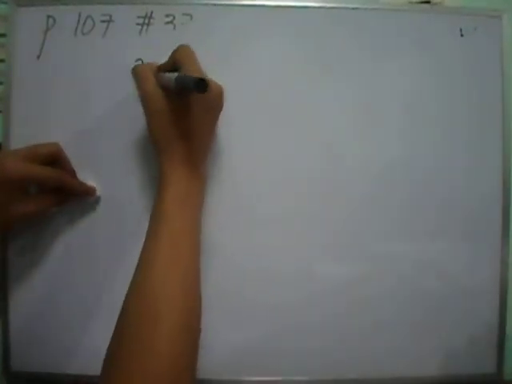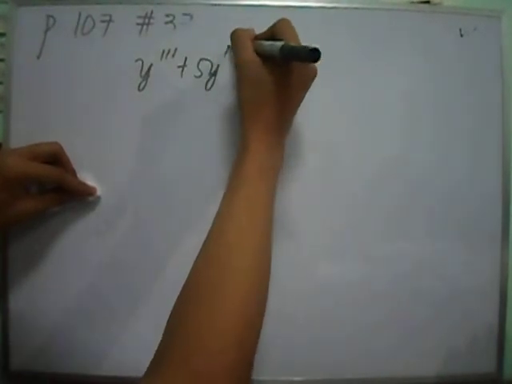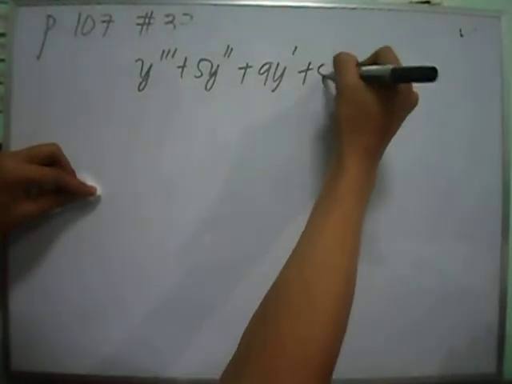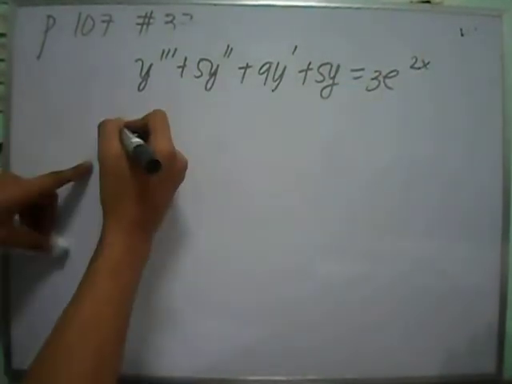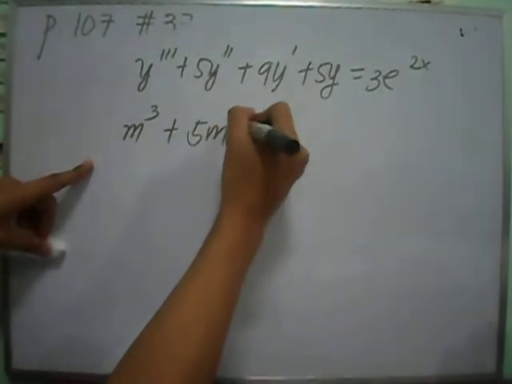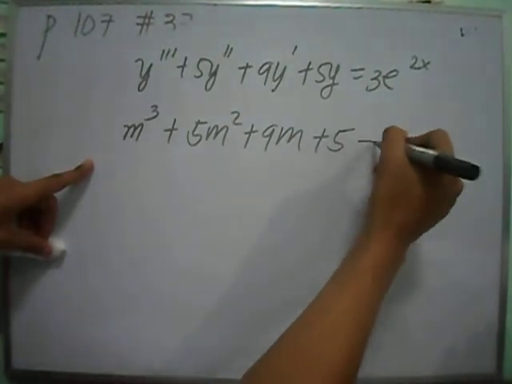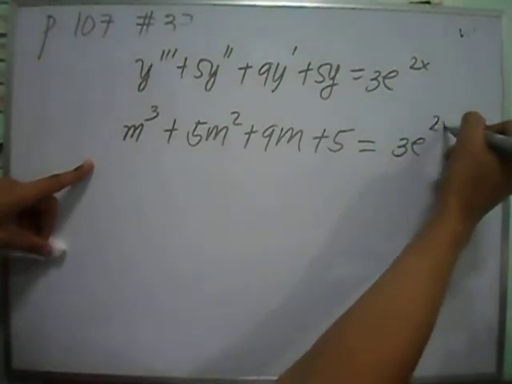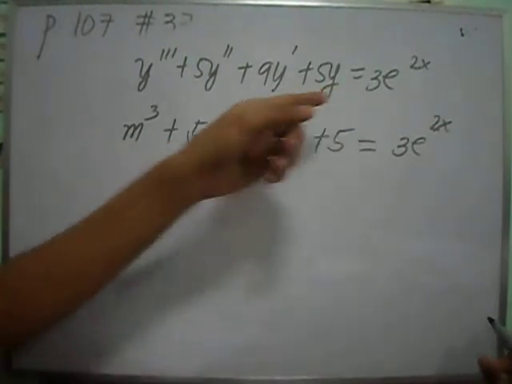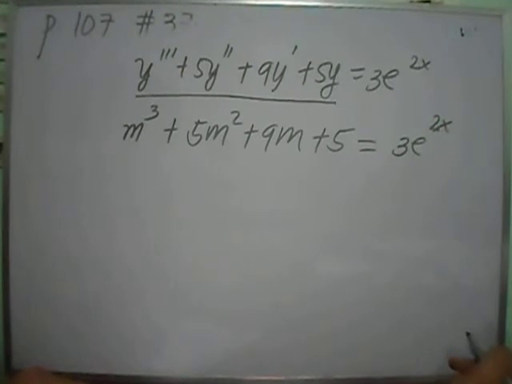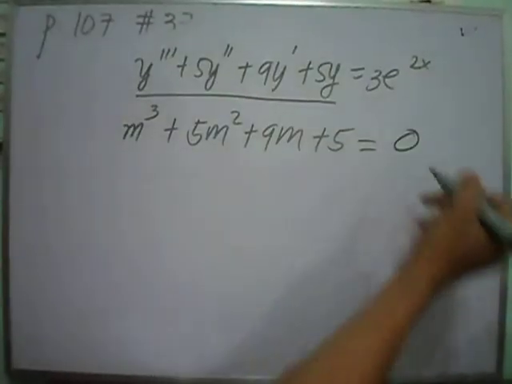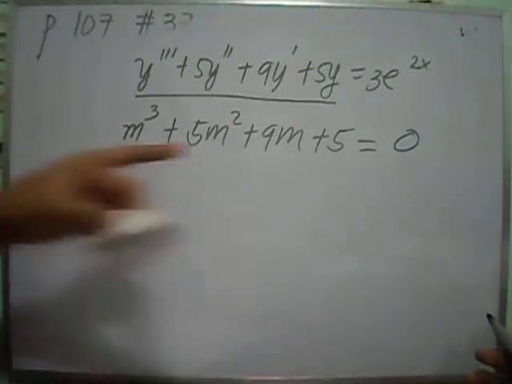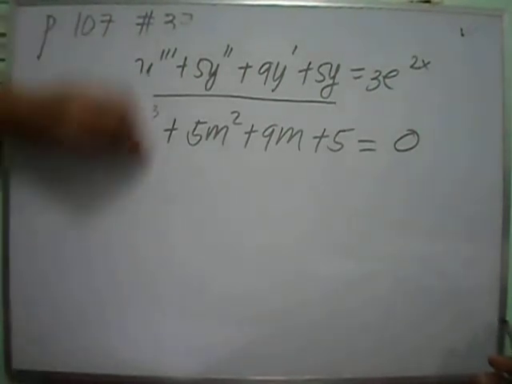Now, substitute. This is the original differential equation: y triple prime plus 5y double prime plus 9y prime plus 5y equals 3e to the 2x. When we substitute and factor out the e to the mx, we get m cubed plus 5m squared plus 9m plus 5 equals 3e to the 2x. Since we are looking for the complementary solution, we first equate this expression to 0, which is the homogeneous differential equation. Since this is non-homogeneous, we solve the roots of m for which this equation equals 0, and then we use some necessary substitutions to find the particular solution.